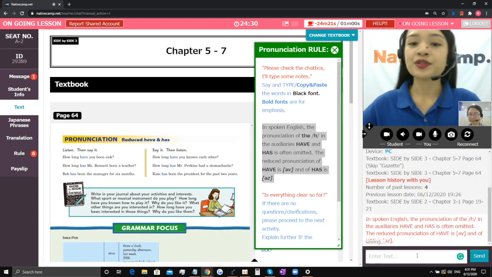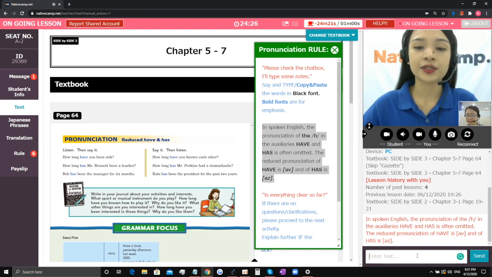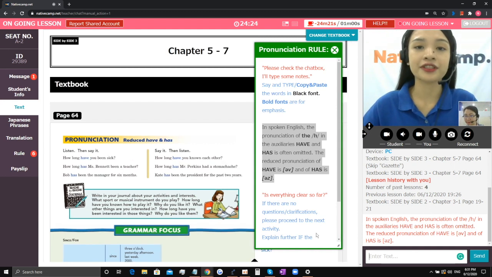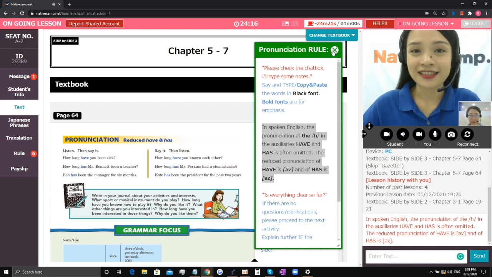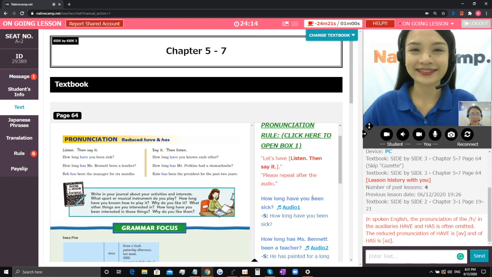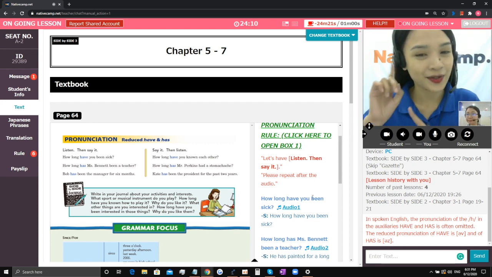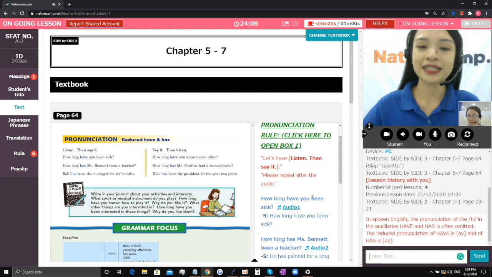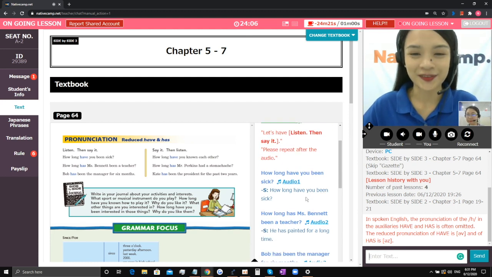All right. So in spoken English, the pronunciation of the h in the auxiliaries have and has is often omitted or removed. Now, the reduced pronunciation of have is 'of' and has is 'is'. Is everything clear so far? Yes. Now let's have listen then say it. You will hear some audio, so please repeat after the audio.